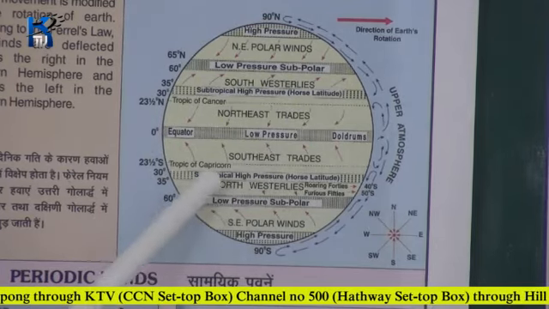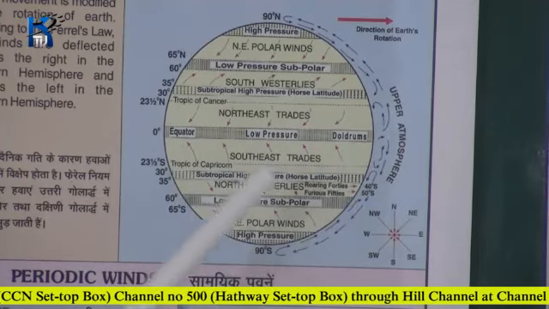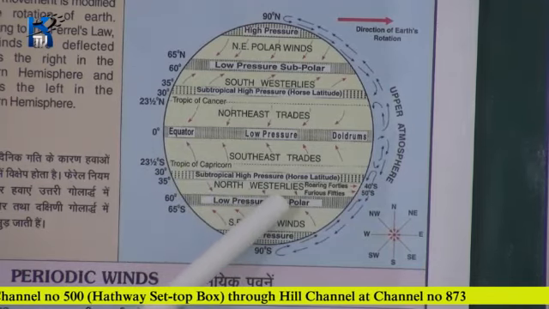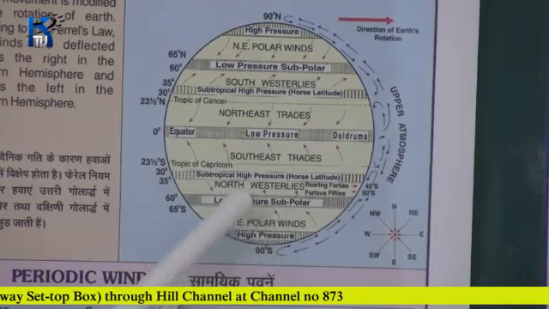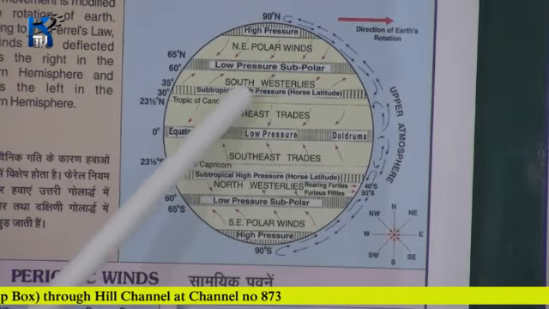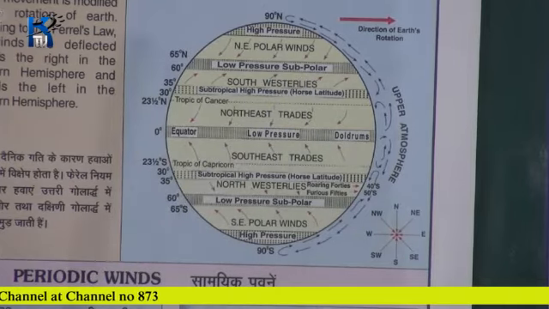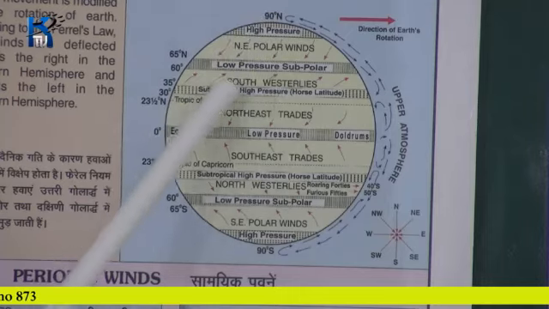And in the southern hemisphere, they move from the subtropical high pressure belt to the subpolar low pressure belt, and they deflect towards the left from the northwest, so they get the name northwesterlies. In the northern hemisphere, they move differently because of the presence of continents.